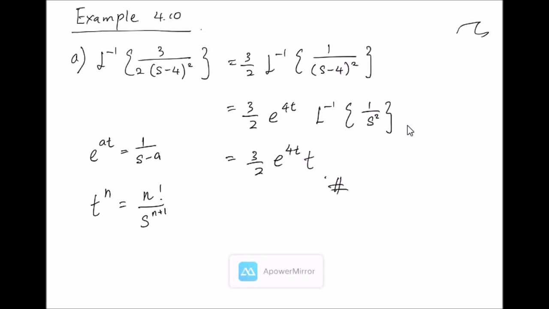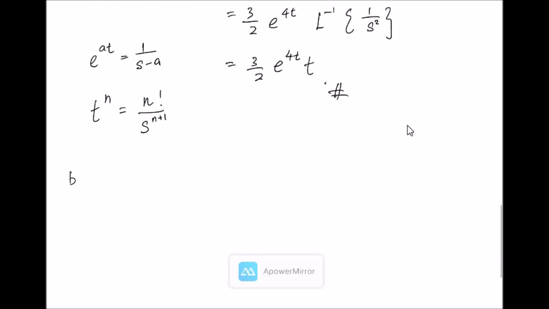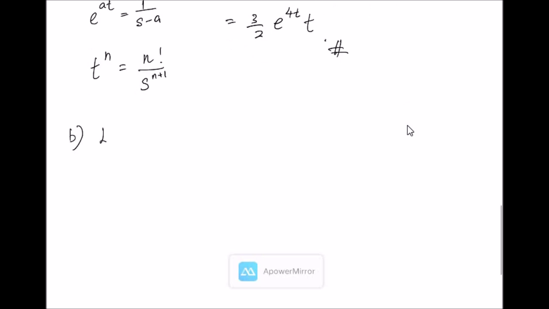Okay, so that's all for this question. Then we move to the next example, that is the inverse Laplace transform of 3 over (s plus 4) to the power of 4.